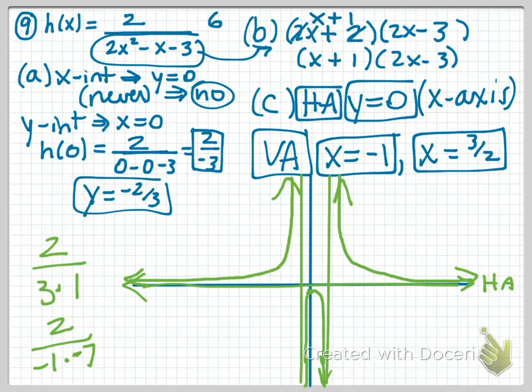Let's run back over to our previous problem and look at the domain and range for this guy. Okay, so the domain, again, is what happens with x. So it goes from negative infinity to, our first hiccup here was at negative 1. So that's union, negative 1 to 3 halves, which was our other 0, union 3 halves to infinity.